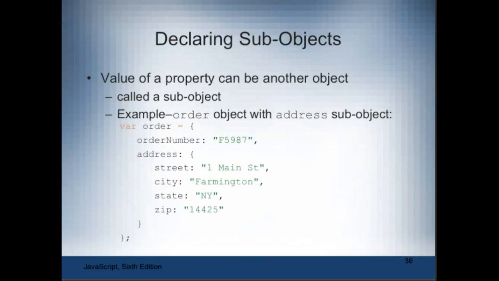Declaring subobjects. In addition to strings or numeric values, object properties also support other types of values. The value of a property can be another object, which is known as a subobject. For instance, the following code creates an object named order with a subobject named address. Var order equals orderNumber, colon, and the order number, and then the subobject address, which itself contains a street, city, state, and zip property.